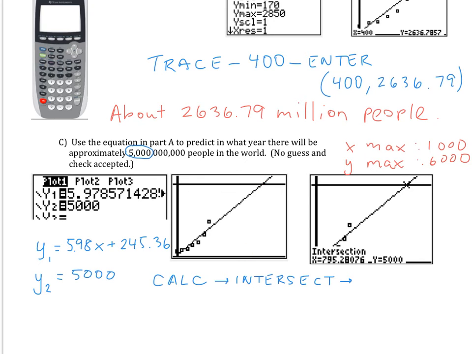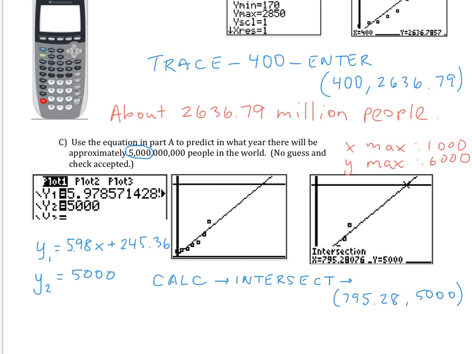And if you do, what you should see is your calculator gives you these ordered pairs. Okay, so I'm going to write that down. And that's what you should have all gotten. So we should have gotten 795.28, 5,000.